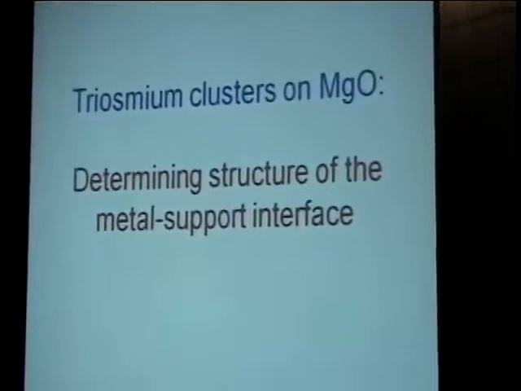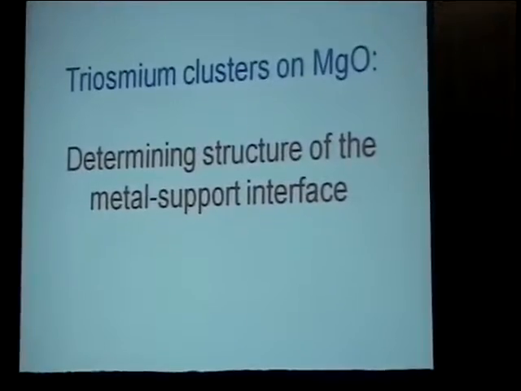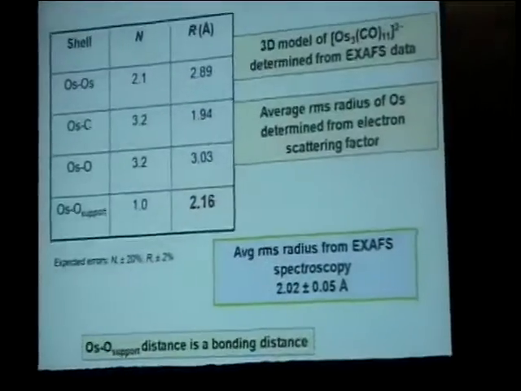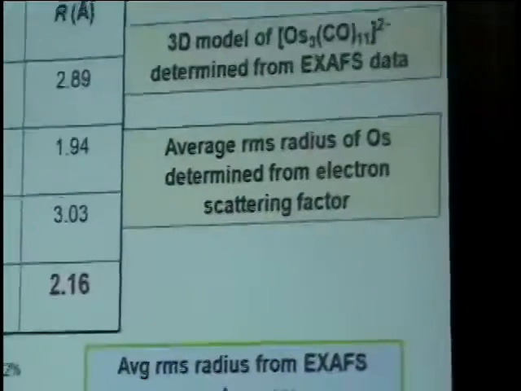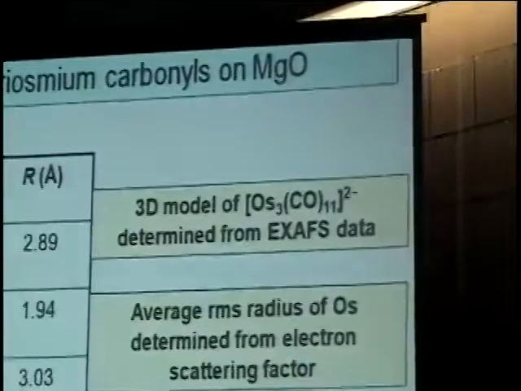Now let's go back to the triosmium because we can learn about the interface structure here as well. So I'll show you a few XAFS. The osmium-osmium coordination number is about 2, as you expect for a triangle, so the triosmium is intact.